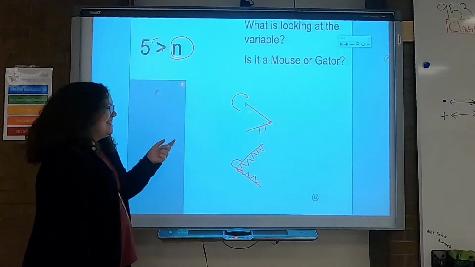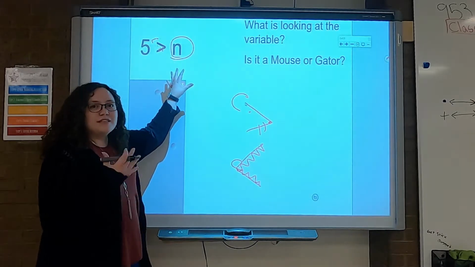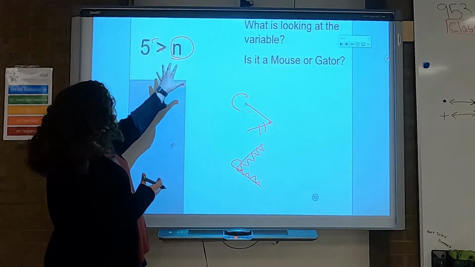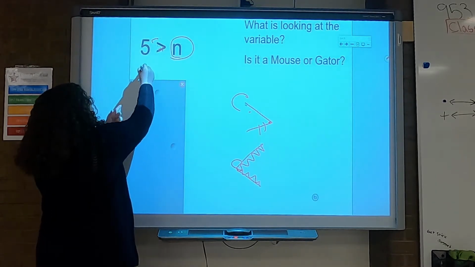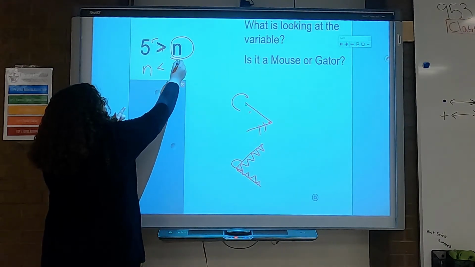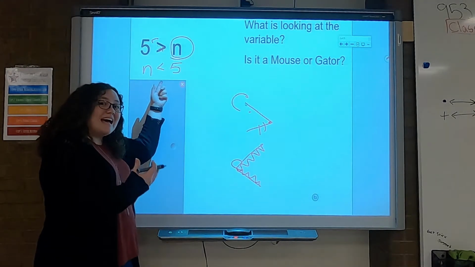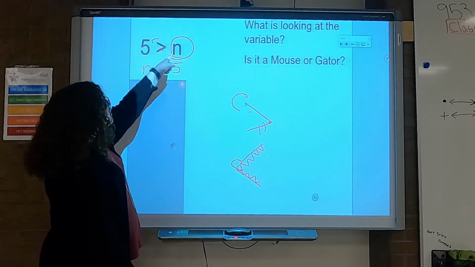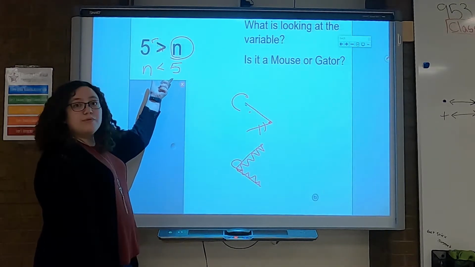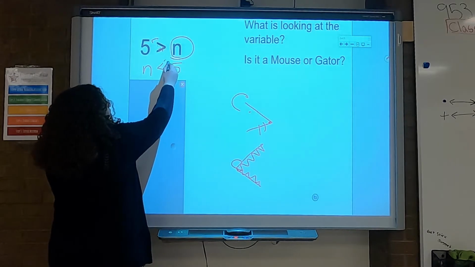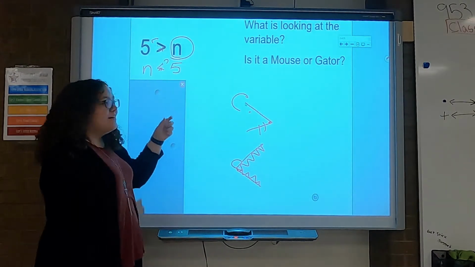So this one is telling us that n is going to be the smaller of these two sides, so we could say n is less than 5. And you know what? That means we could also rewrite this. Because like Mr. Craig said on the last slide, this is the symbol that technically reads as less than. But either way, we know that n is going to be the smaller one because the mouse is looking at it. And look, even when we flip it, the mouse is still looking at the variable. Same deal.